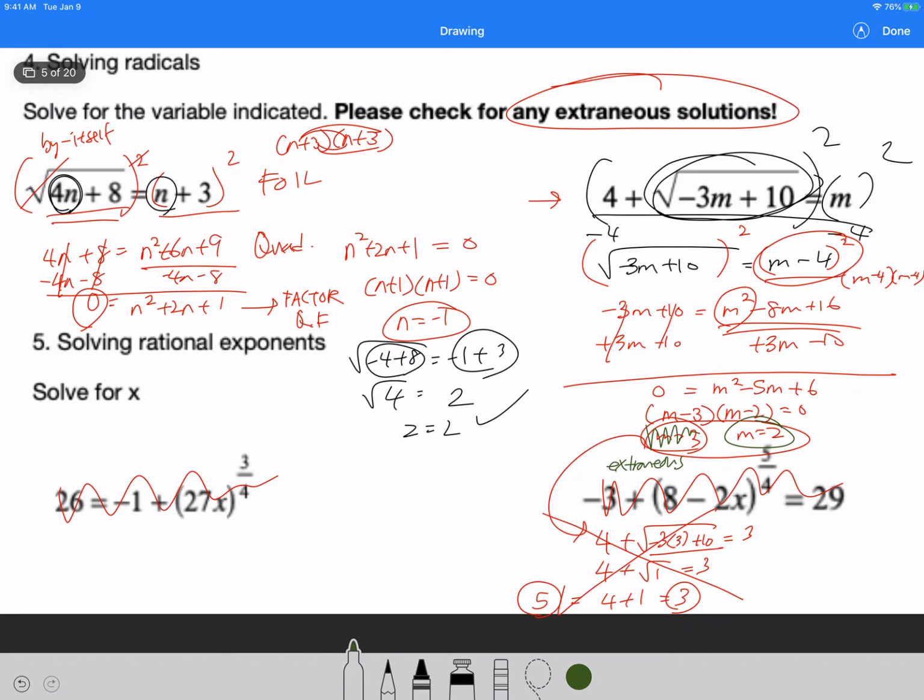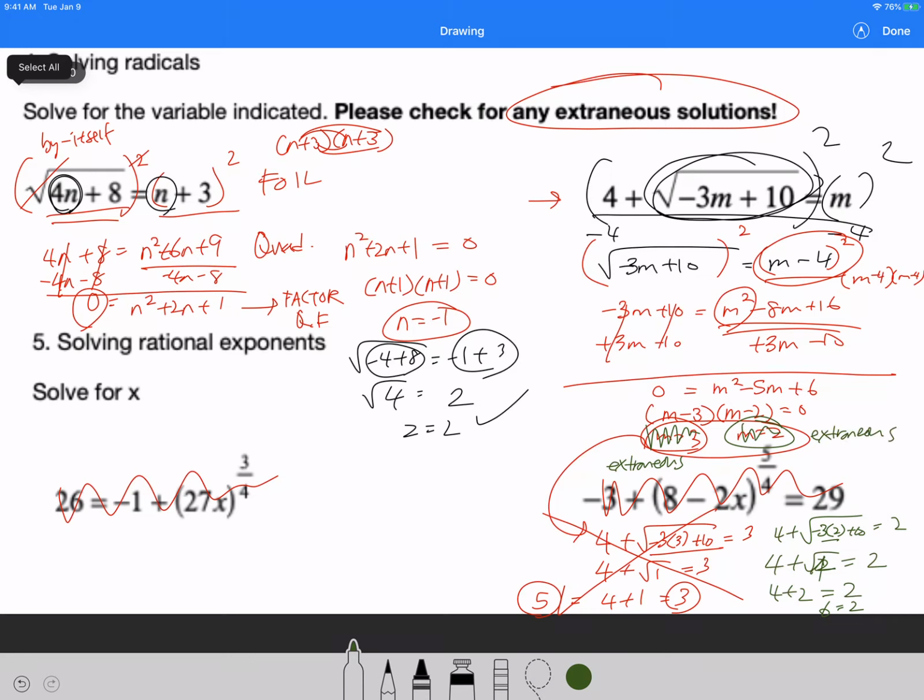Let's verify that. 4 plus square root of negative 3 times 2 plus 10 is equal to 2. Does that make sense? 4 plus square root of... I'm sorry, what is that, negative 6? That's 4. So 4 plus 2 is equal to 2. So 6 is equal to 2. Well, that even doesn't make any sense either. So neither of those two will be working out, unfortunately. So then we call both of these to be extraneous solutions.